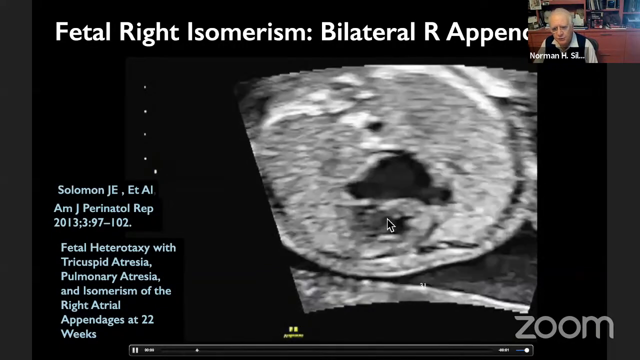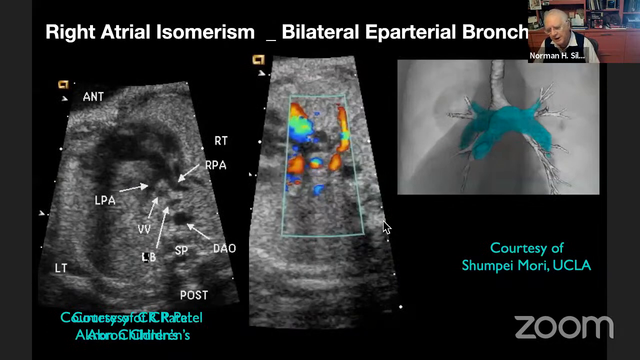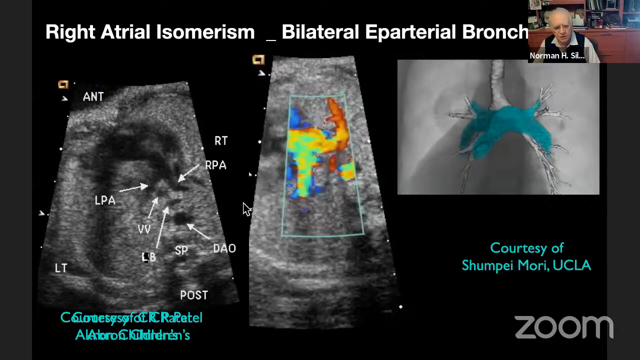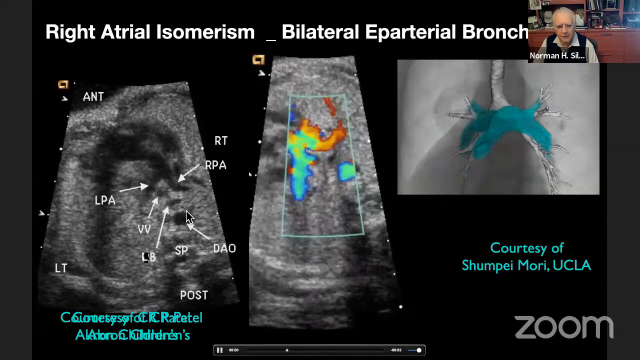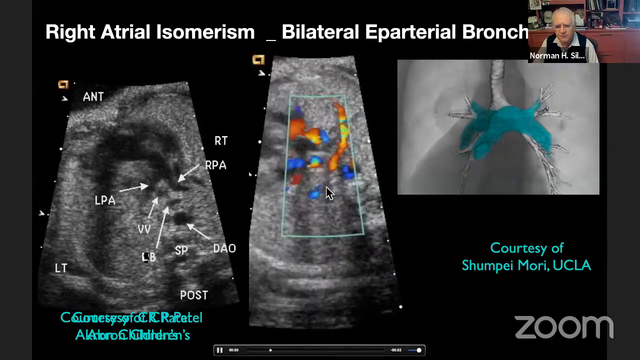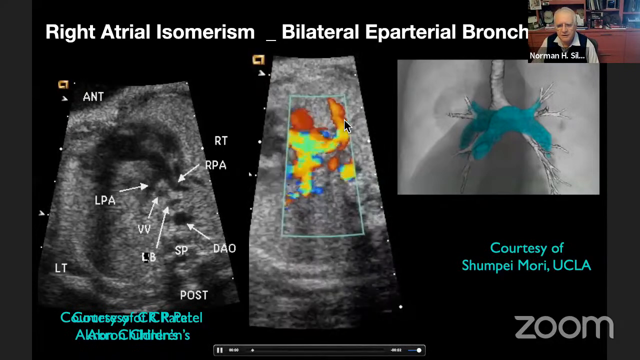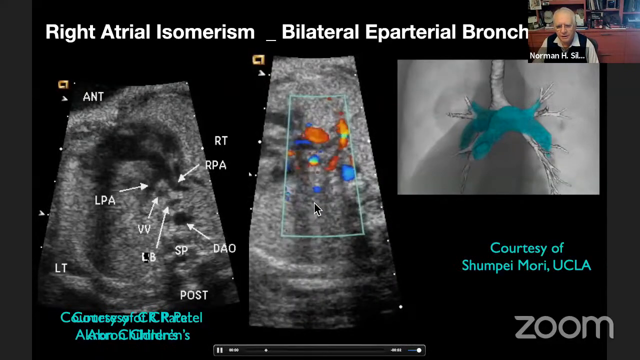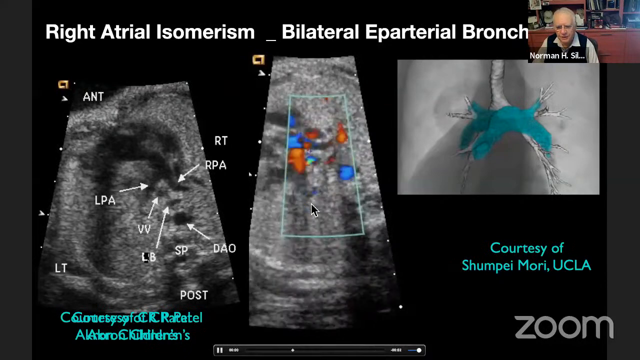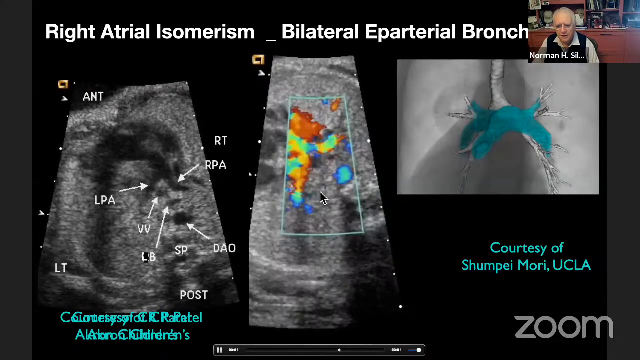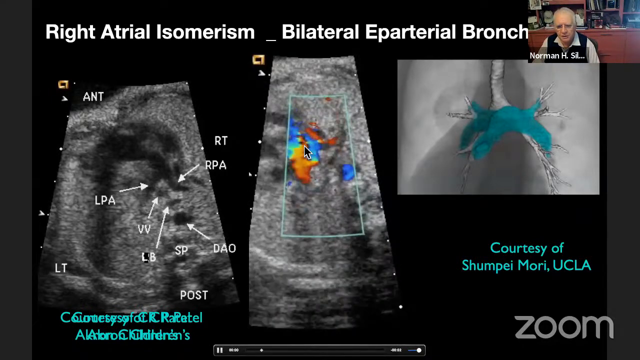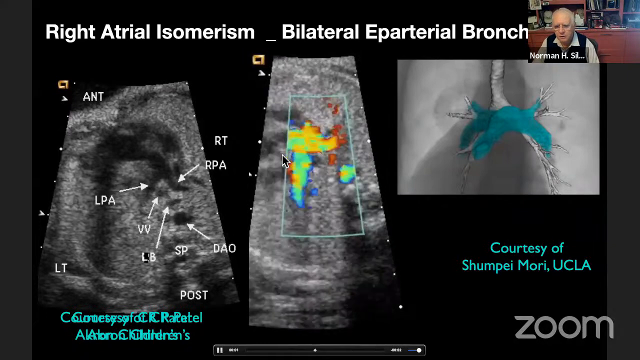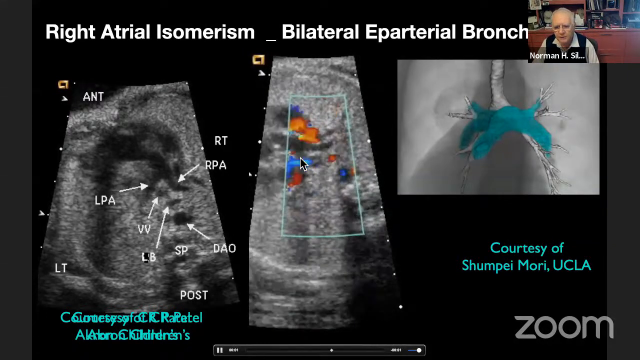So atrial appendage morphology is easy to see. Trabeculations, not so easy to see. I got this very interesting picture from Dr. C.R. Patel, courtesy of the Children's Hospital of Akron, Ohio. And Dr. Patel has been looking at the material in the bronchi of fetuses with breathing. And so he lowered the Nyquist limit and was able to see that this is, of course, the pulmonary artery here. There's the 3-vessel view. There's the aorta, cava here on this side.